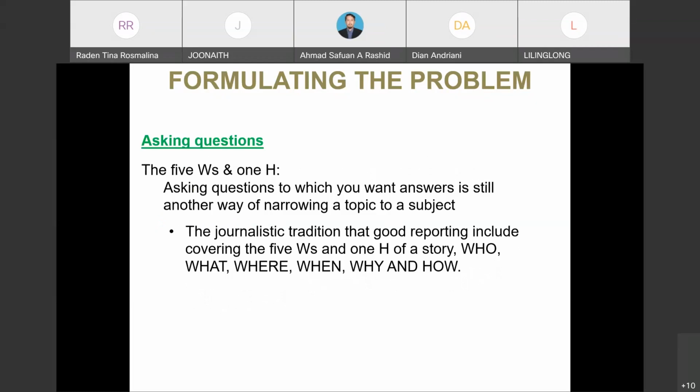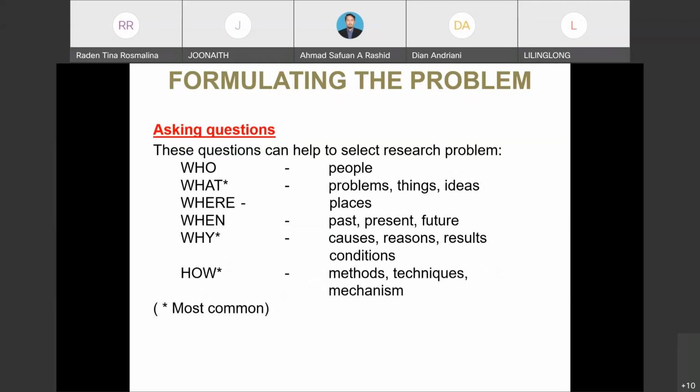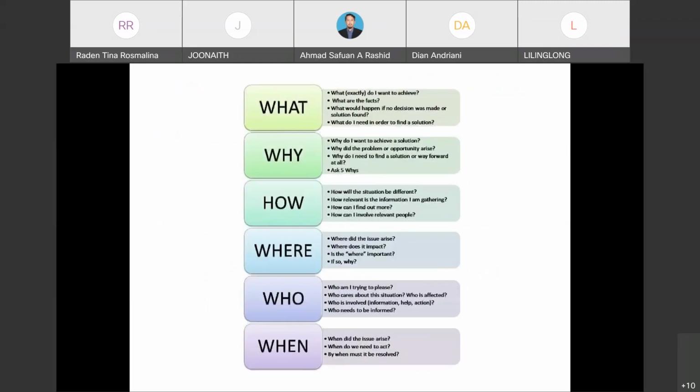Asking questions. So this is the 5 W and 1 H: who, what, where, when, why, and how. Most common are what, why, and how. So what, why, how, where, who, when. So you can use this approach.